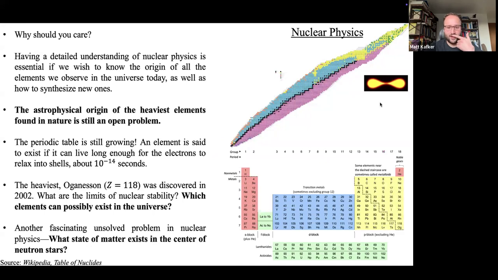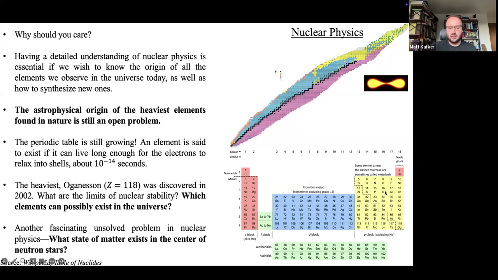Okay, so why care about nuclear physics? Having a detailed understanding of nuclear physics is essential if we want to know about the origin of all the elements we observe in the universe today, as well as how to synthesize new ones. It's basically understood where the light elements in nature come from, but for the heaviest elements, people are still not entirely certain where those come from, astrophysically speaking. There are a lot of ideas, but that's not a fully resolved issue.